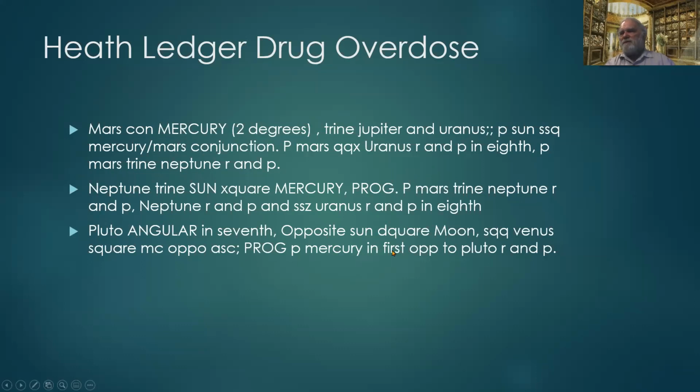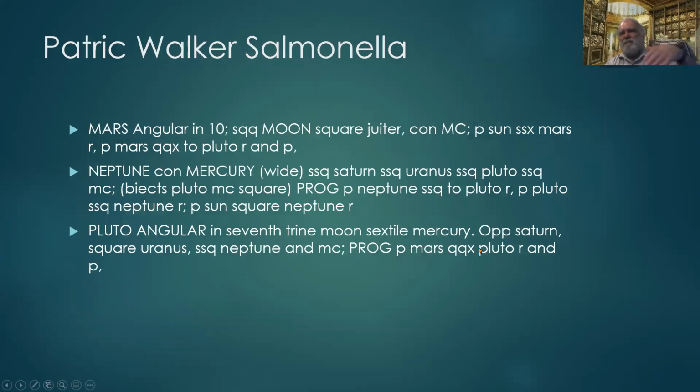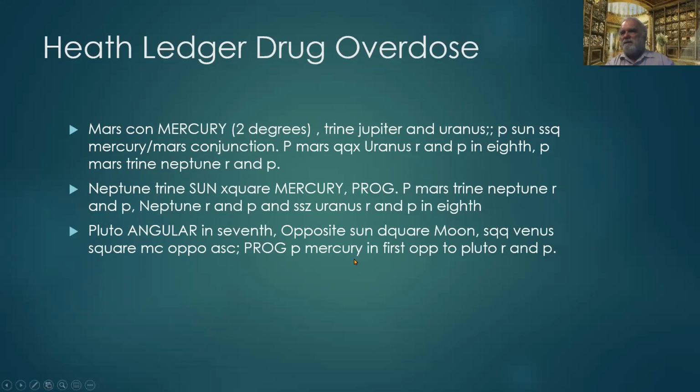Progressed Mercury in the first is opposite to Pluto on there. So we have Mercury progressions, which are often triggers of major events. They facilitate the release of that energy. So here we have Pluto angular in the seventh. This is the aerial of Pluto into the first house, this opposition to Mercury in the first house in this particular chart.